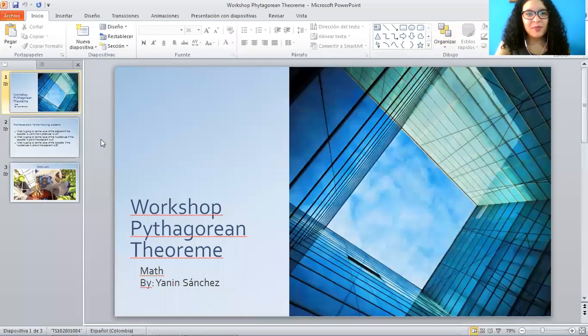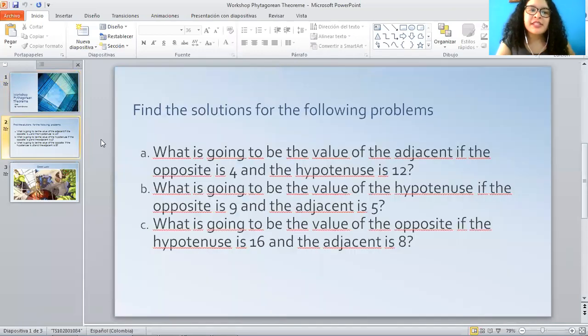Okay, guys, this is going to be the topic of the class of today. We are going to perform a workshop about the Pythagorean theorem. And this is all the exercises we are going to do. I know that when we do a workshop, you get used to doing only 5 exercises. But in this case, you are only going to make 3 of them. I'm not going to make any more, okay? So I'm going to read them.